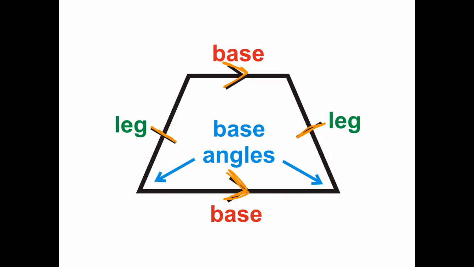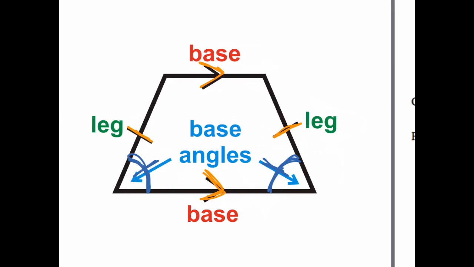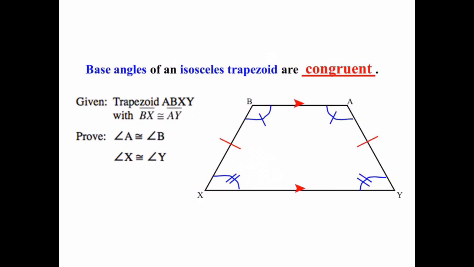And your base angles are on the same base on both sides connecting to the leg. So they share that base of the trapezoid there. And the base angles of an isosceles trapezoid are also congruent. And that's the first theorem for this lesson here. The base angles of this isosceles trapezoid are congruent.